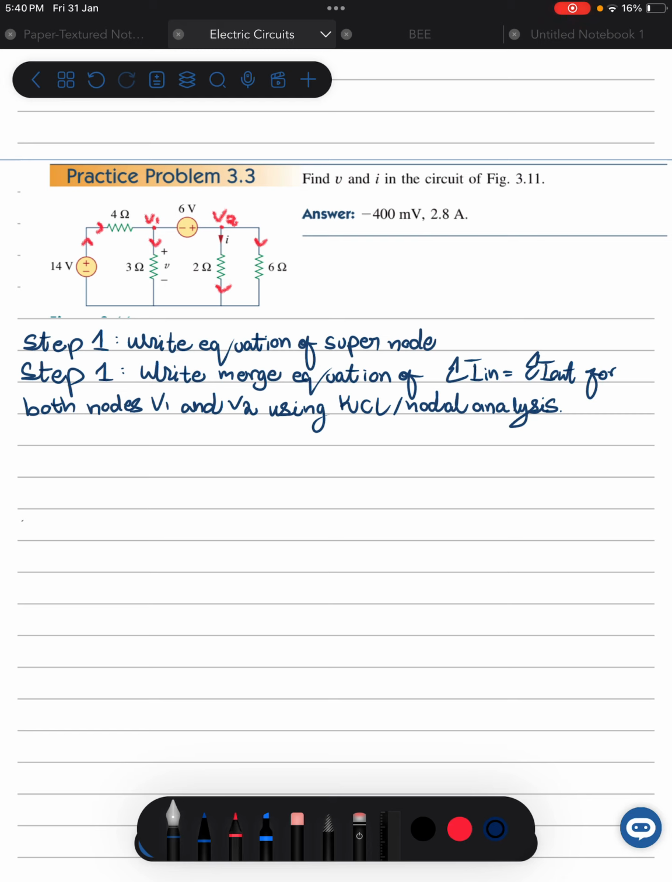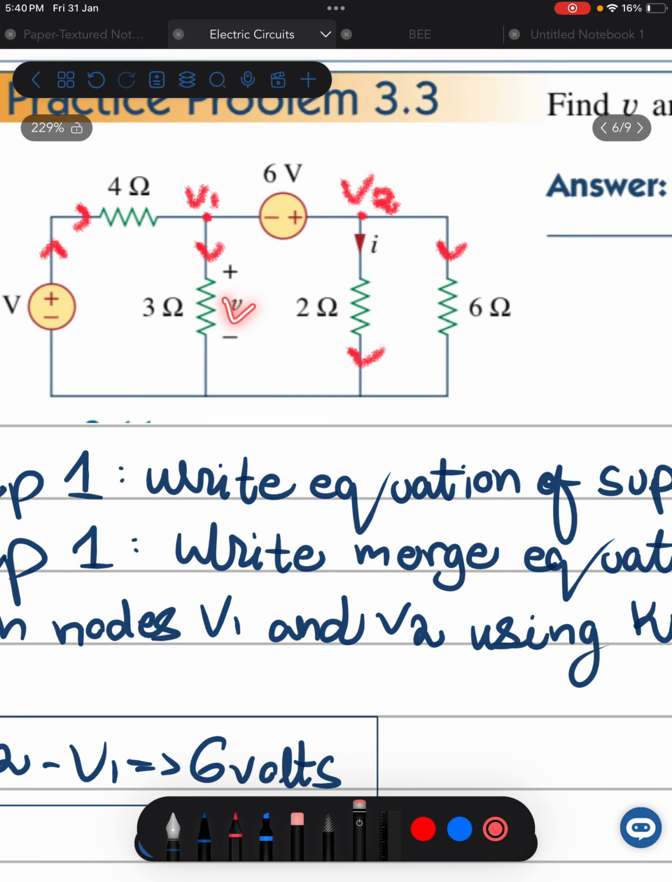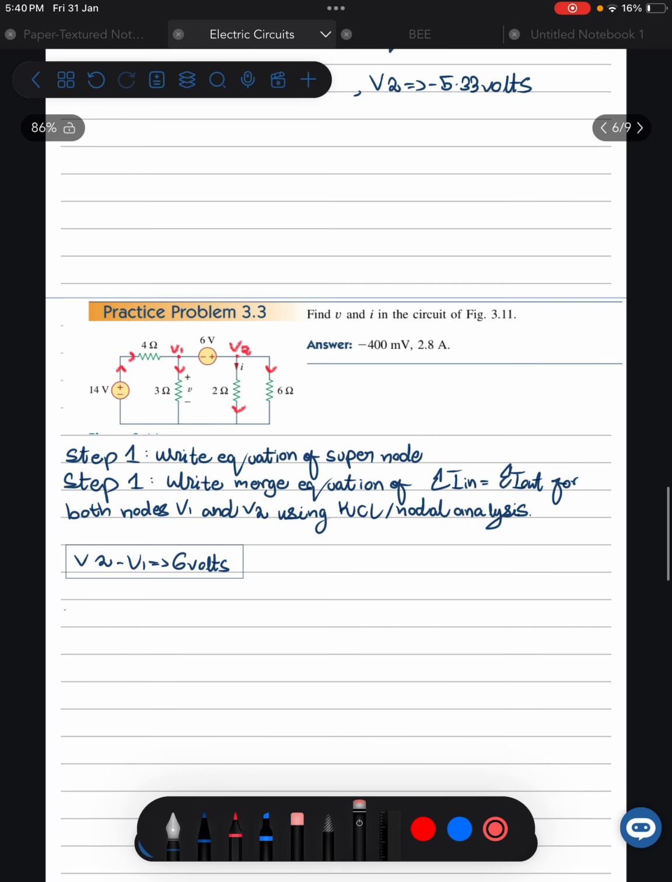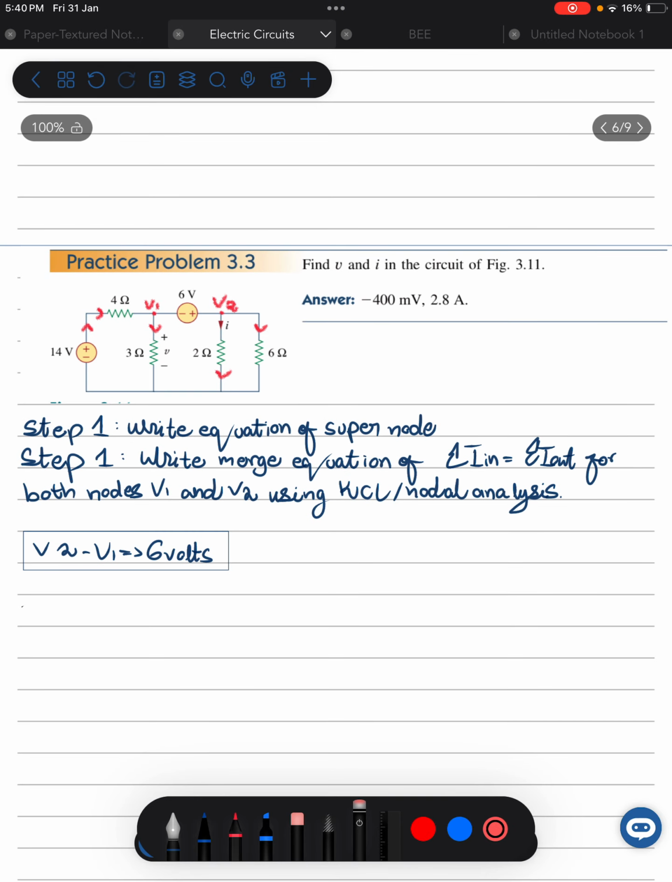Alright, so the equation for the supernode would be V2 minus V1 is equal to 6 volts, because the positive polarity is facing the V2 node while the negative polarity is facing the V1 node. The voltage V that we have been asked to find is the same voltage applied on the node I have named V1. So I'm going to find the node voltage V1, which would also be the answer for the voltage V asked in the question.